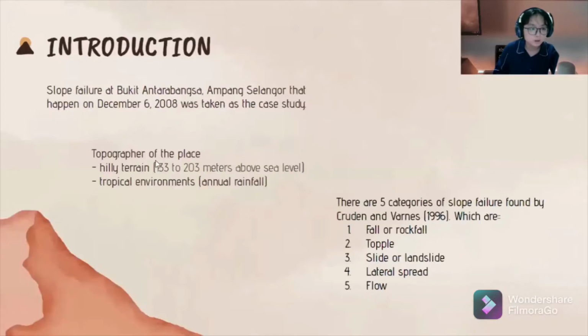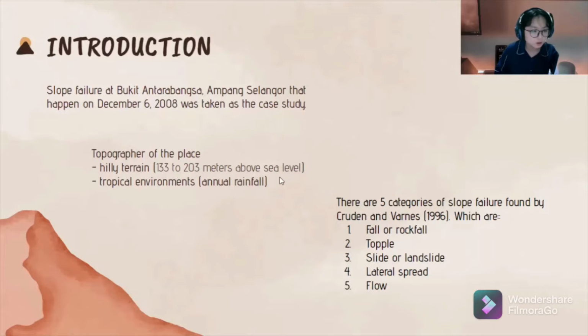The slope failure on December 6 of 2008 at Bukit Antarabangsa of Ampang, Selangor was taken as the case study. A little introduction to the topography of the place. It is hilly terrain that ranges in elevation from 133 to 203 meters above sea level. The tropical environment climate throughout the years is warm and humid.